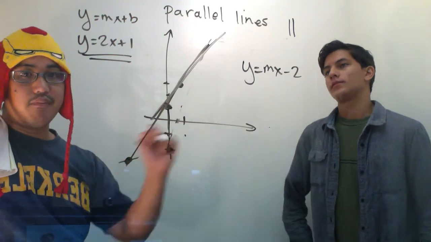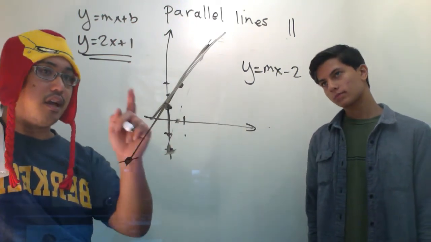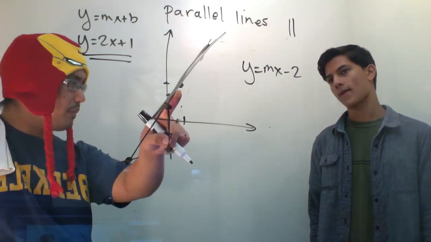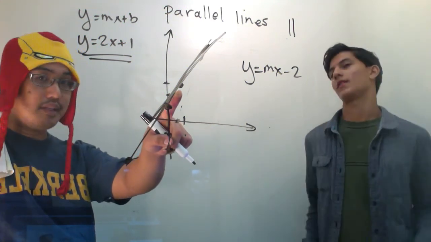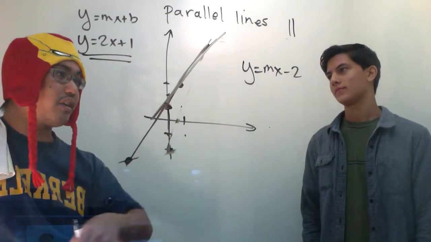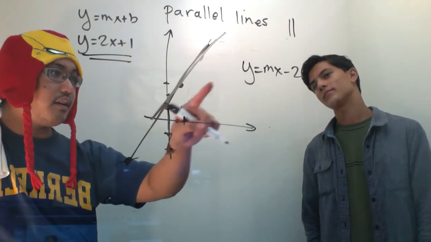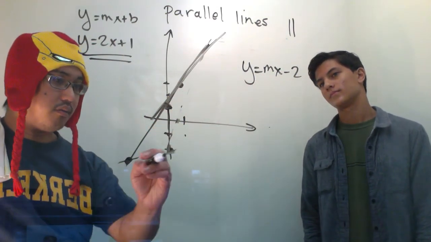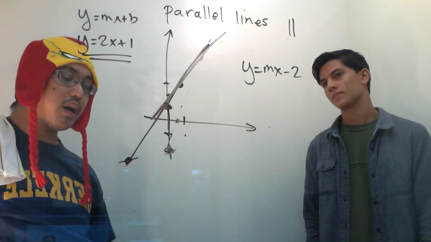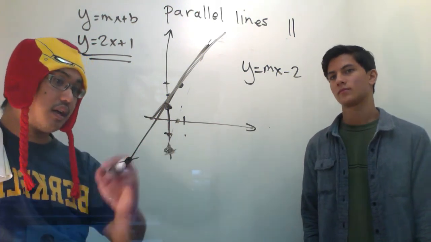Now, I said, give me a parallel line, a line that is parallel to this one. You know what parallel means, right? It means that they'll go on forever and never touch. That is parallel to this line, but it crosses at -2. So we're starting here, and we tried to figure out what is the slope of this line.